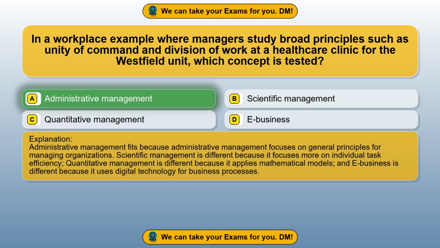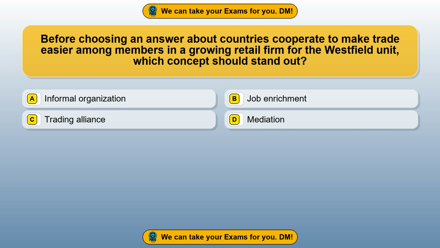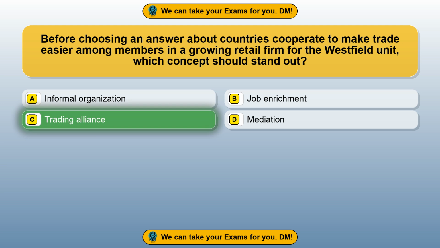Question 46. Before choosing an answer about countries cooperating to make trade easier among members in a growing retail firm for the Westfield unit, which concept should stand out? Option A, informal organization. Option B, job enrichment. Option C, trading alliance. Option D, mediation. The correct answer is option C, trading alliance.